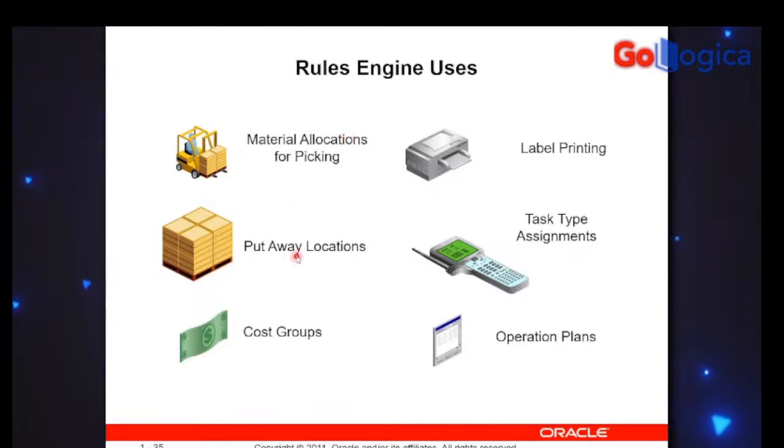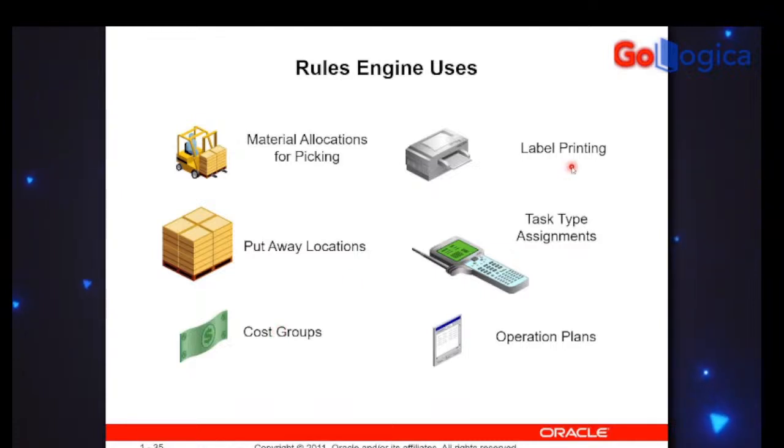Similarly, for put away, you can decide the put away locations. You can decide that the system can check and suggest empty locators. The system can do commingling, all those things. We have a lot of seeded rules as well, but we have the option of adding our own rules also. Similarly, you can have the cost groups, so these can also be set up.